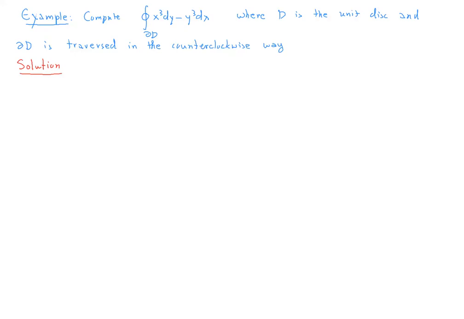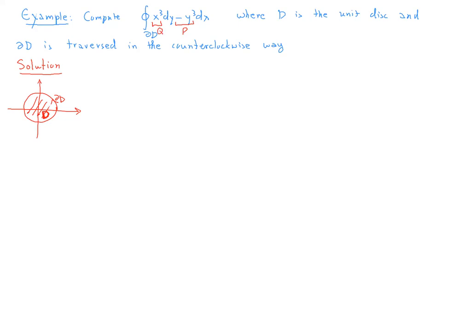Let's see what the solution is, right? So again, let's draw the domain and its boundary, which is traversed in the counterclockwise way. So the interior is the domain D and the circle is the boundary. Let's identify P and Q. This is P, right? With the negative sign, minus y cubed, and this is Q.